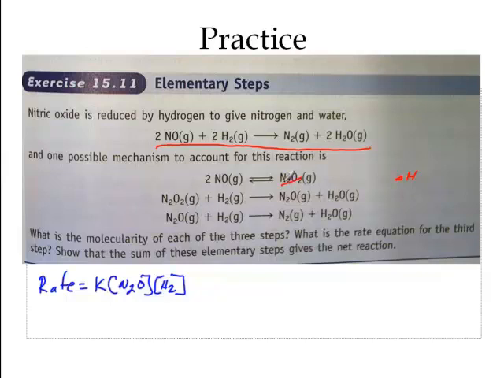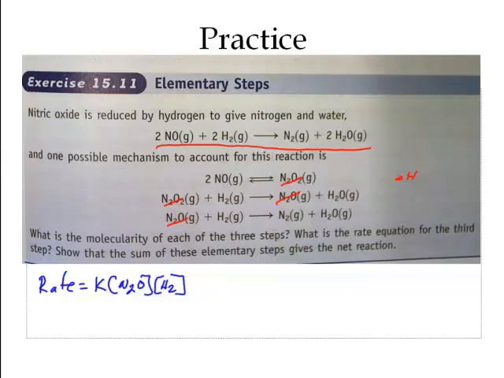N2O2 is produced there. Notice it's consumed right there. Let's see. N2O is produced there, and it is consumed there. And then let's see if we got everything. Okay, that gives us 2 NOs, 2 H2s, N2, and 2 waters. So that right there is the whole reaction. Right, so there you have it.